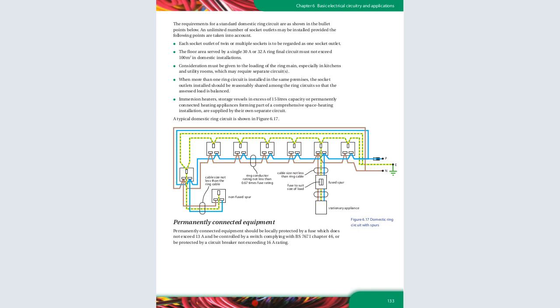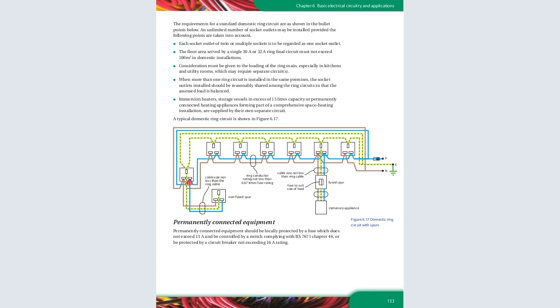So this is a typical domestic ring circuit. You can see this is a ring circuit. A ring means it taps power from the source and then it goes all the way around. You can see the source is here, it taps, and they just have a ring. And then you can see an unfused spur.